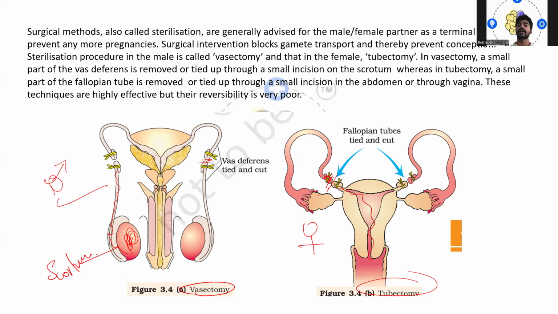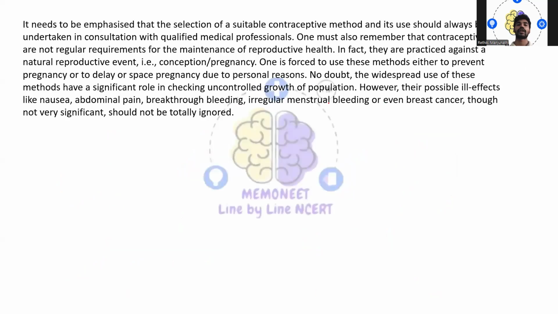This is actually very highly effective and a 100% resulting technique. But one disadvantage is the chances of reversing, like if you want to become fertile again, are really very poor here. So now we are in the last slide, which is a kind of summary.